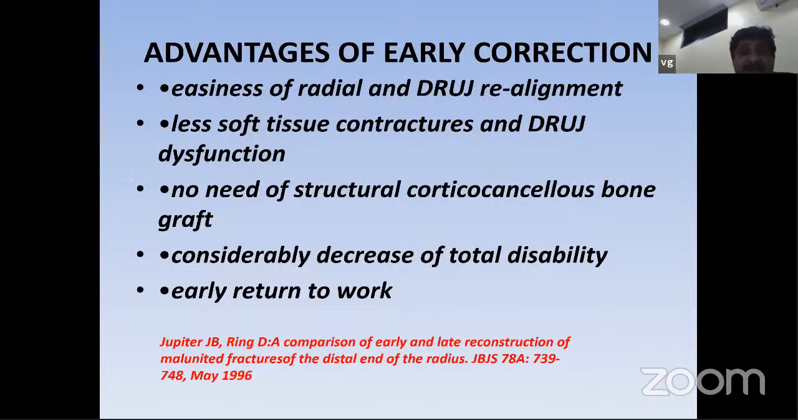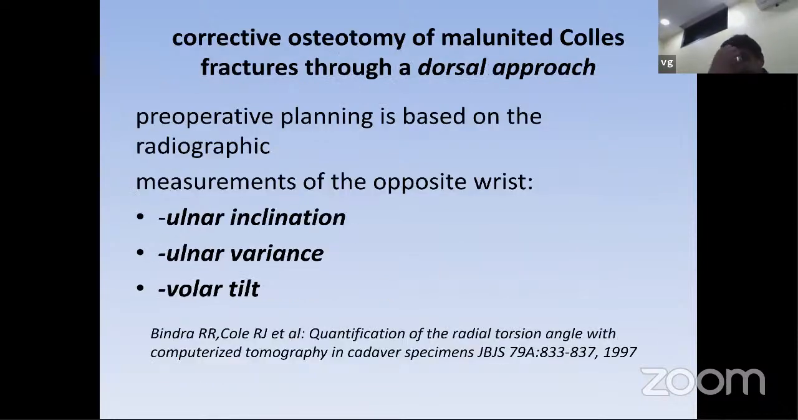These are the advantages of doing an early correction, because it is easy to get the realignment. Soft tissues are not contracted. DRUJ is not dysfunctional, so you can correct the DRUJ function also in early correction. And in early cases, you don't need corticocancellous graft because collapse is not much, and early return to work is there. So Jupiter in 1996 said that we should be doing early osteotomy if the patient comes early.